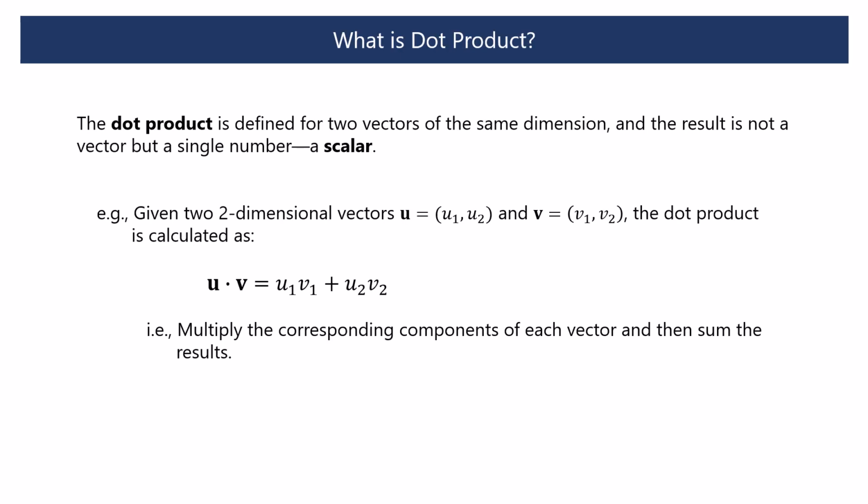The dot product is defined for two vectors of the same dimension, and the result is not a vector, but a single number, a scalar. For example, given two two-dimensional vectors, u and v, we can calculate the dot product in this way. As we can see, we multiply the corresponding components of each vector and then sum the results. The dot product is widely used in machine learning and data analysis. For instance, it forms the basis of calculating similarity between users and items, or evaluating the relationship and distance between data points.